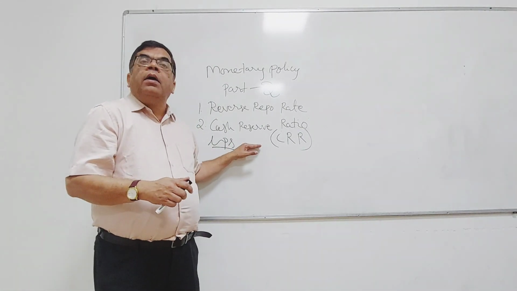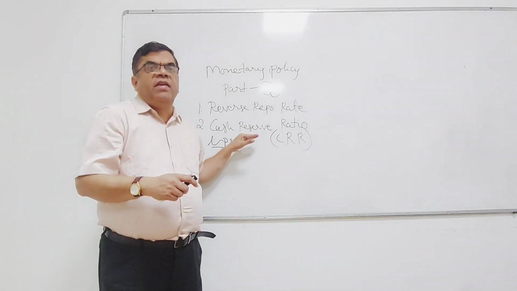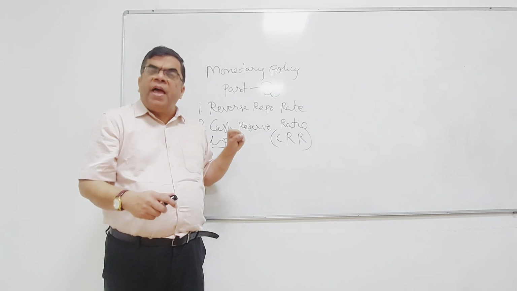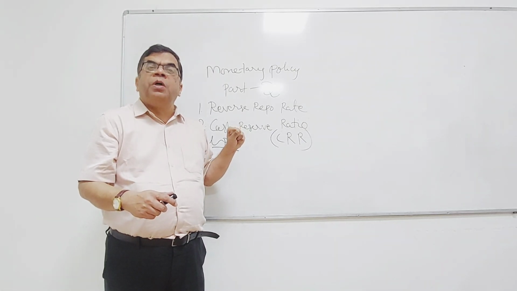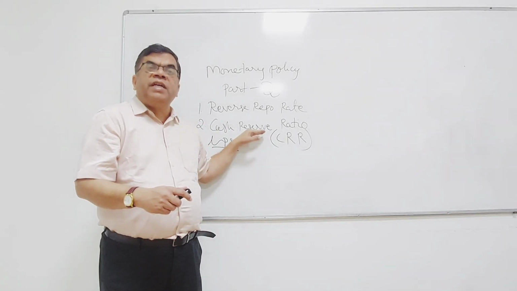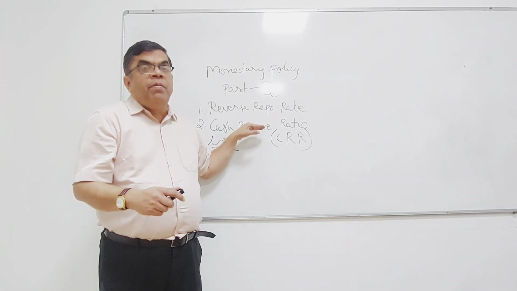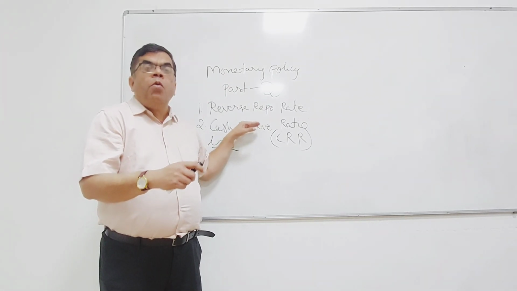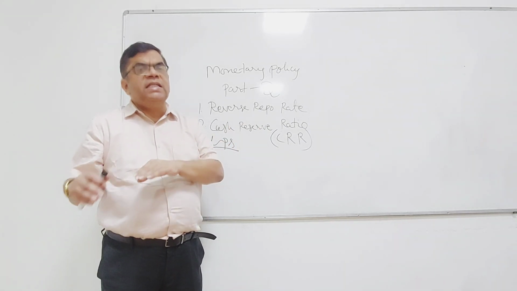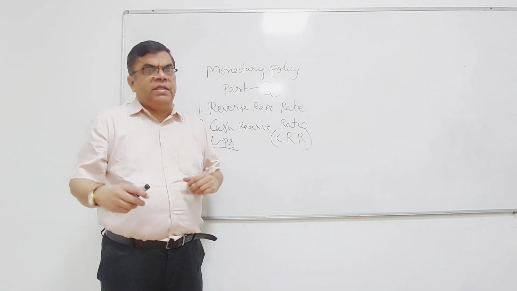Here again, the logic is the same. If a contractionary monetary policy is to be followed, that is when RBI wants to contract the money supply in the economy in order to achieve the goal of price stability, the cash reserve ratio is increased, which means more will be kept with RBI. More with RBI, less with the commercial banks. So less liquidity, less money supply, and we hope to achieve the goal of price stability.